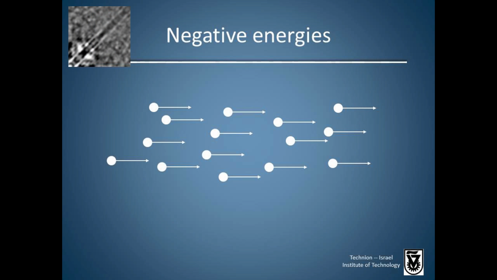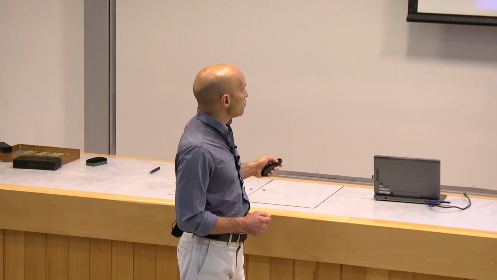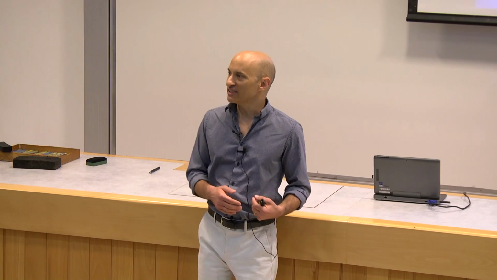So I'd like to take a moment more to discuss what negative energies are, just to give some simple examples of negative energy. So here are a couple of examples. Here's a system of particles all moving at the same velocity. If one of the particles stops moving, like this one, that's an excitation with negative energy. The energy of the system goes down.